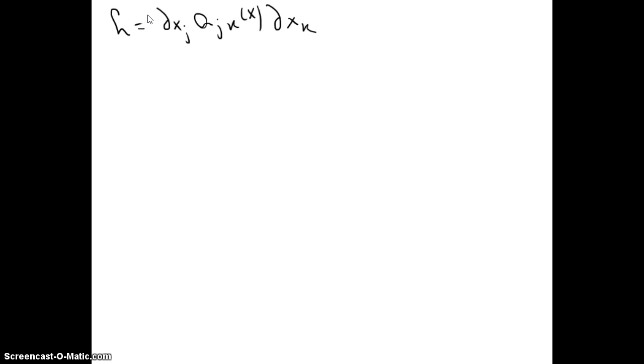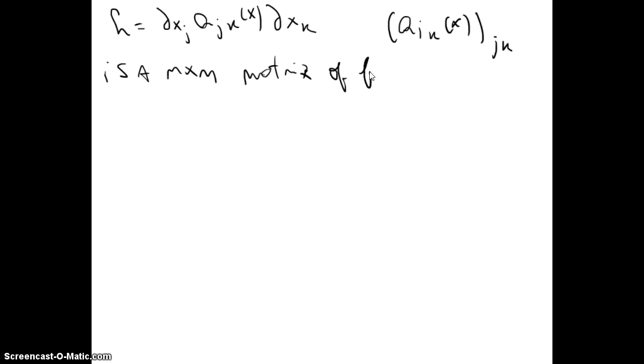Okay, so now let L be the derivative with respect to xj multiplied by ajk, and the derivative with respect to xk. This is an elliptic self-adjoint operator, that is, ajk(x), with j,k, is an n by n square matrix of functions.